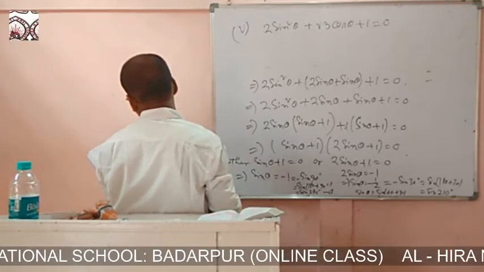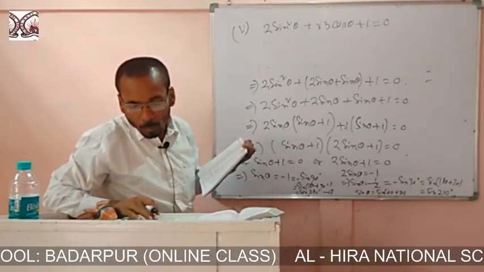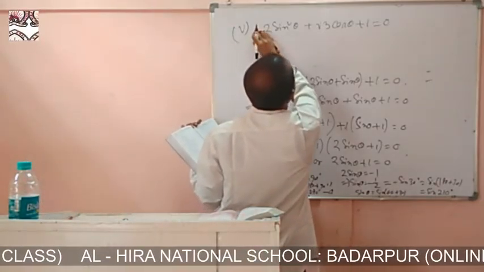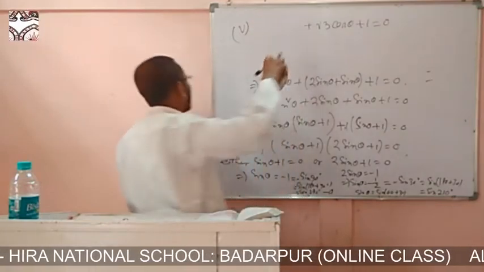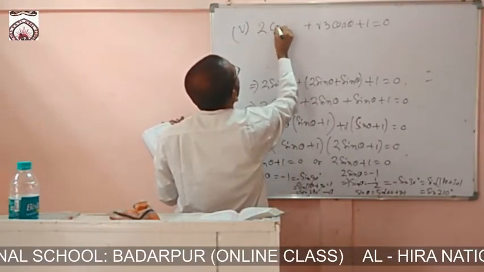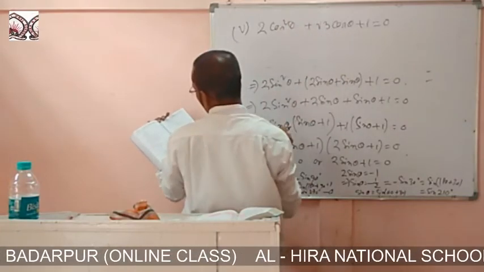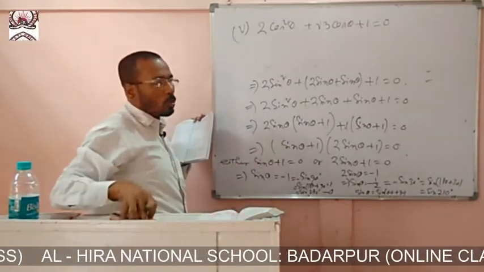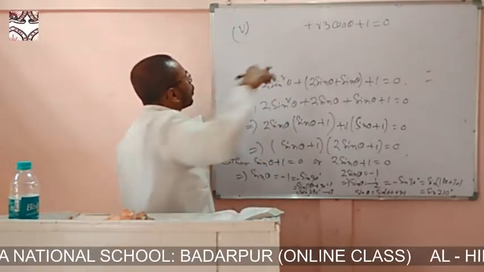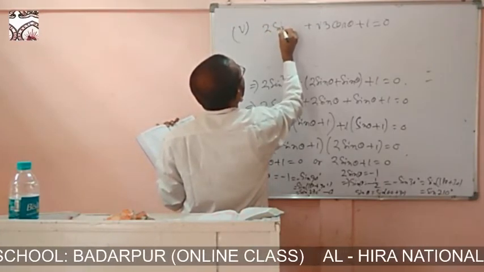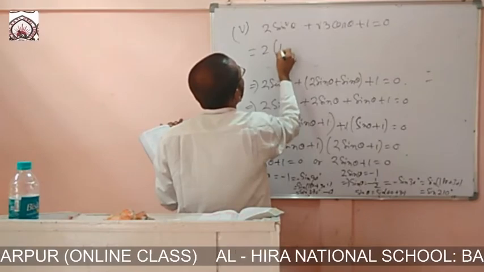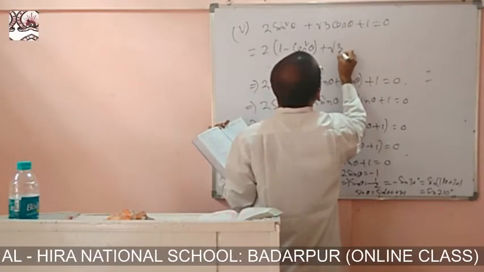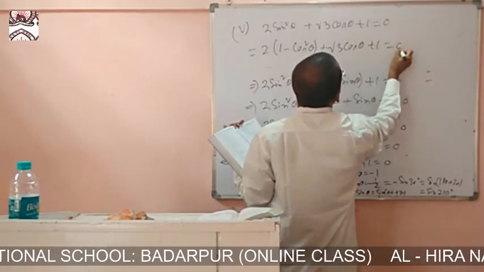This question is not twice sin theta, here it is cos theta. This is twice cos square theta plus root 3 cos theta plus 1 is equal to 0. Otherwise sin square theta we can express in cos square theta, so we can write twice sin square theta as 2 into 1 minus cos square theta, plus root 3 into cos theta plus 1 is equal to 0.